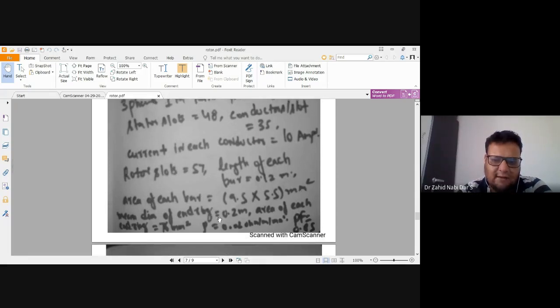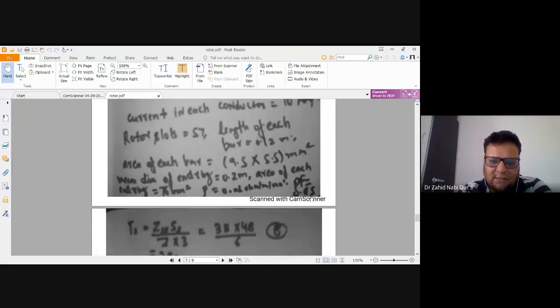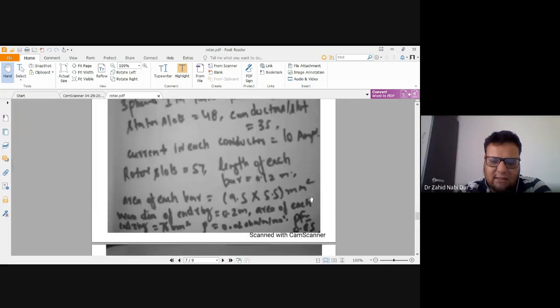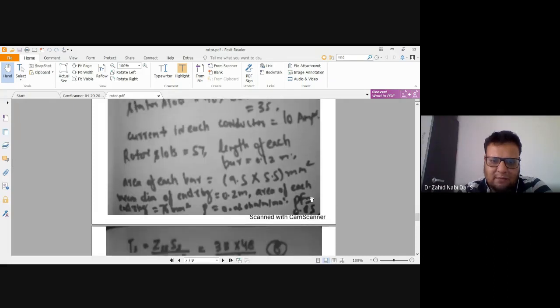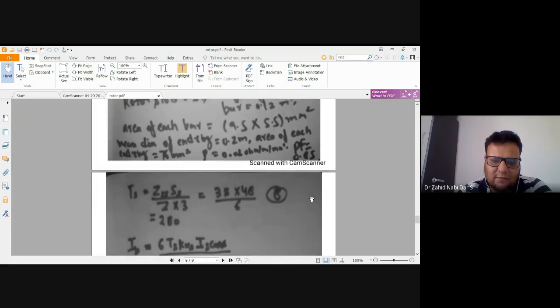Mean dia of end ring is 0.2 meter, no problem. Mean dia, that is your end ring. Area of each end ring is 76 millimeter square. So again you see the units, you have to be very careful. And your rho is equal to 0.06, that is the resistivity of the material. Power factor is 0.85. So the first thing we will calculate is the number of turns, because it's a 3-phase system. So how do you go about calculating the number of turns?